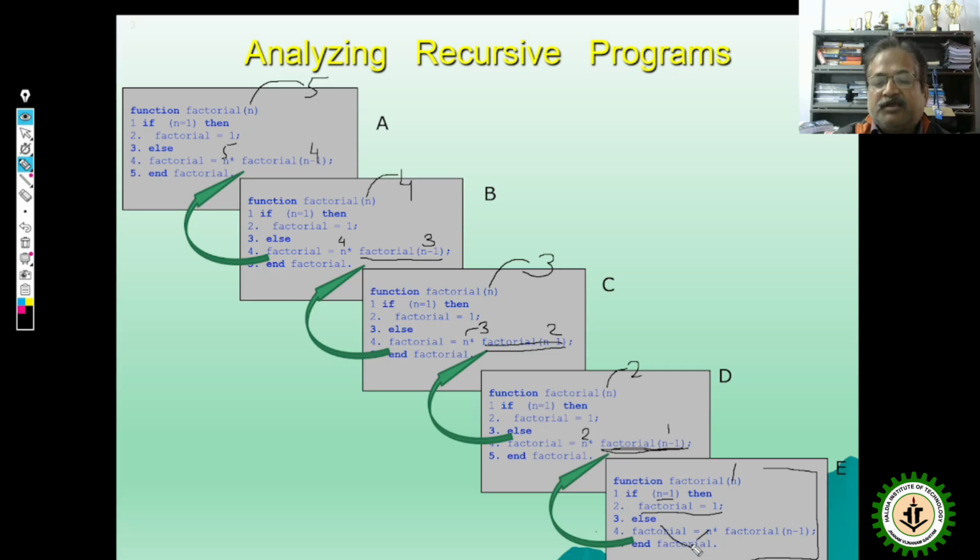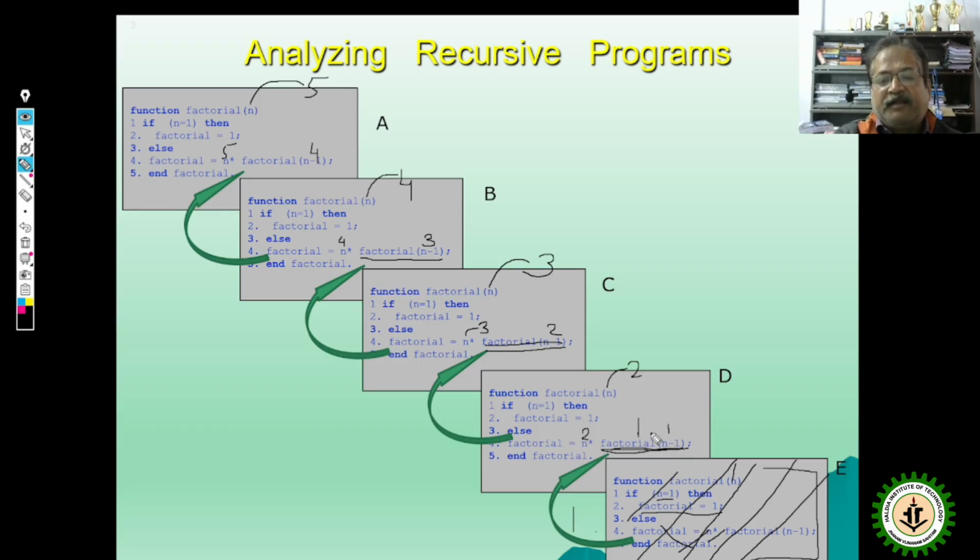This part won't execute because n is equal to 1. So factorial of n is equal to 1 and it will return to its mother function, that means the calling function. It will return 1. Now, when it returns, this function completely burns out. It has no existence in the RAM. And it will return.